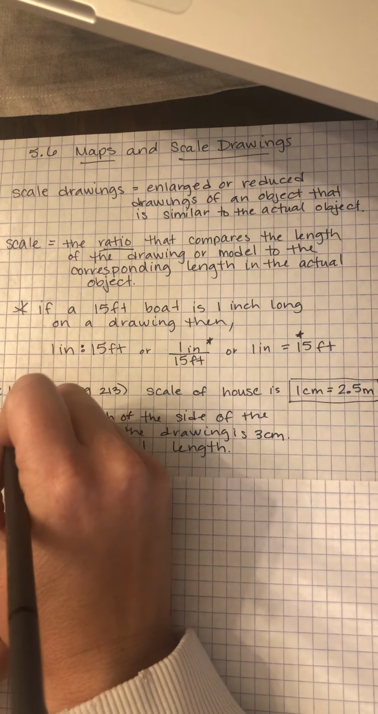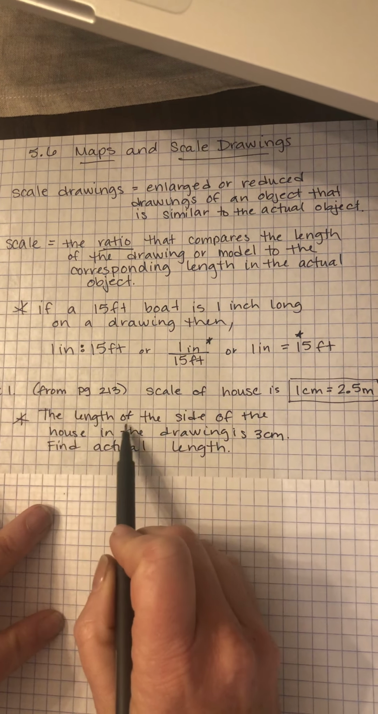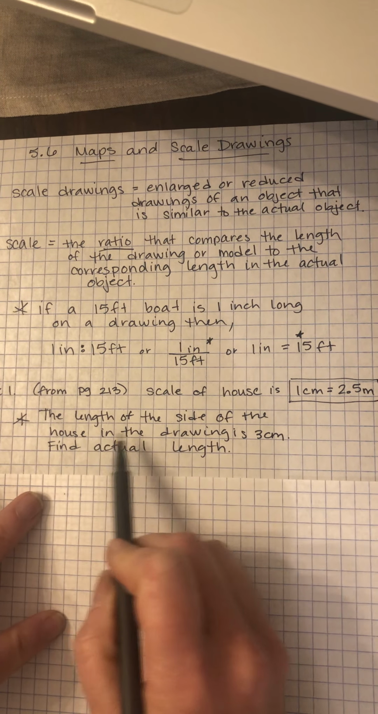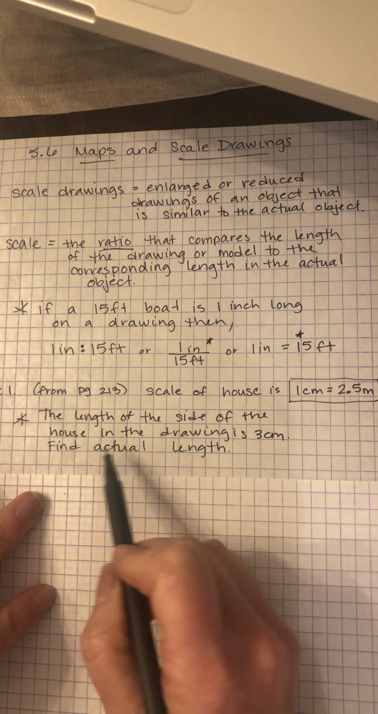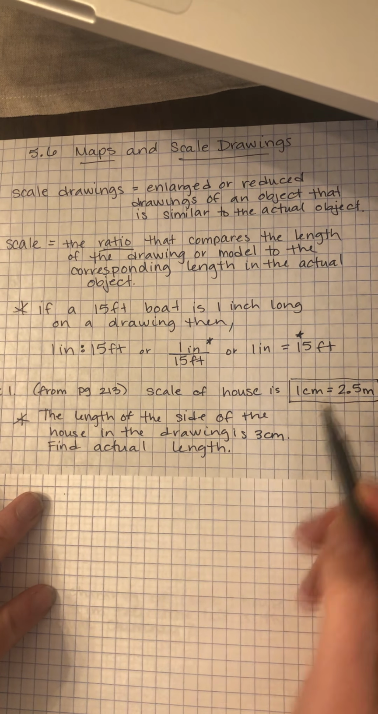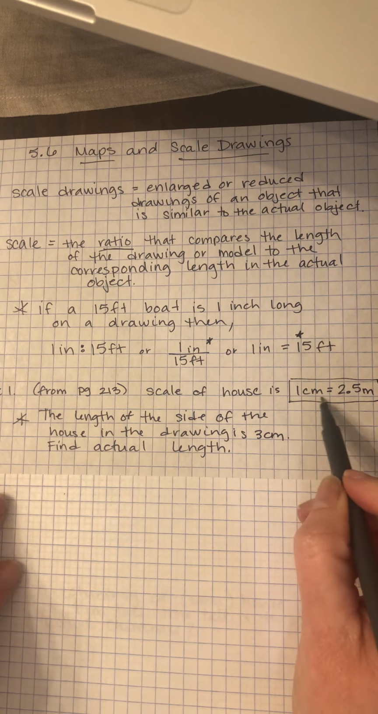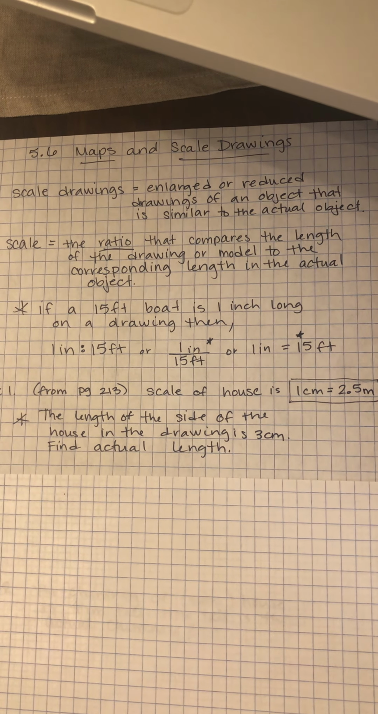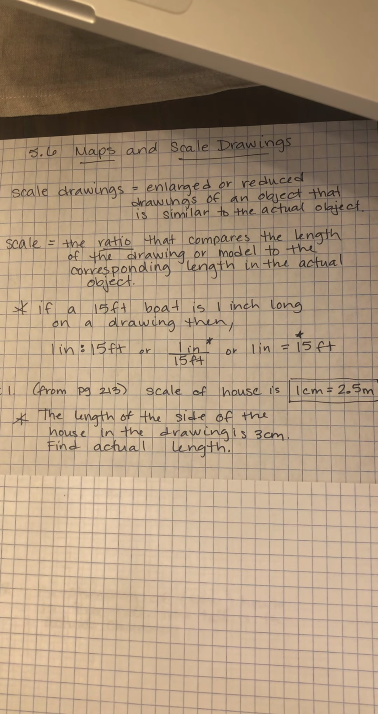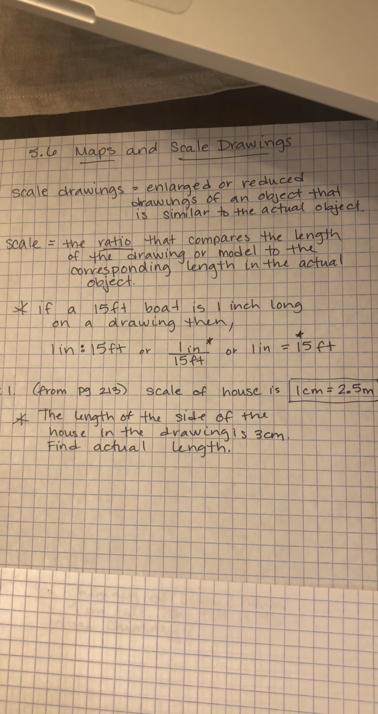Here's the question. Here's how it's written. The length of the side of the house in the drawing is 3 centimeters. Find the actual length. They've given us the scale, 1 centimeter to 2.5 meters. Okay, so we have to build the proportion.